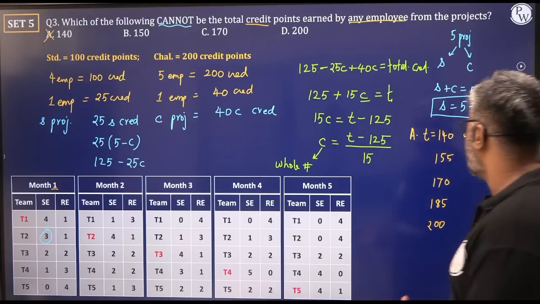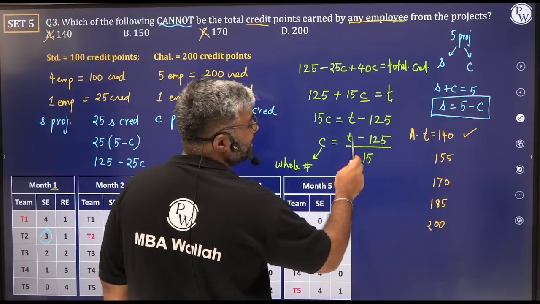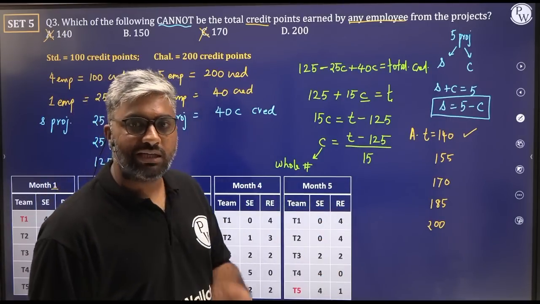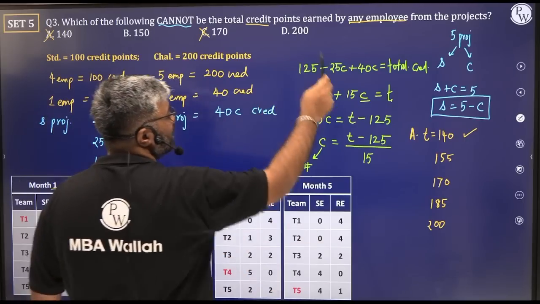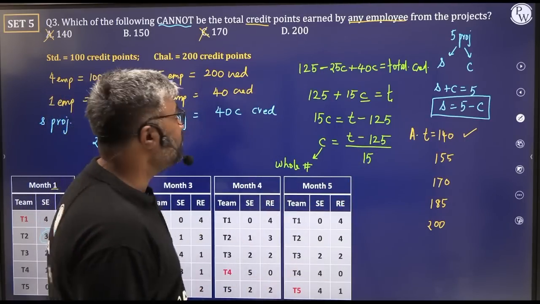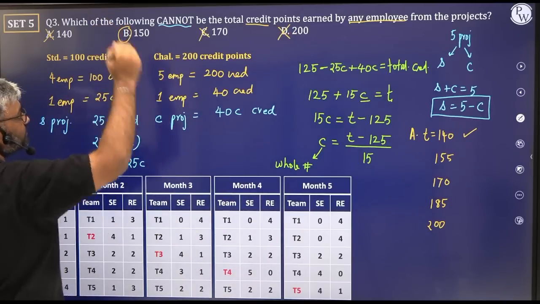So if you look at the options, 170 will definitely work. 170 minus 125 is how much? 45. 45 by 15 is 3, an integer, could work. 200 minus 125 is how much? 75. 75 by 15 is what? 5. An integer. Could work. But the one thing that could never work is this.